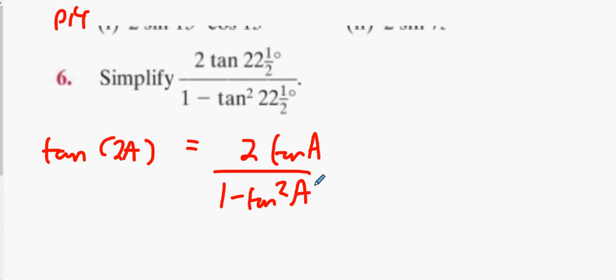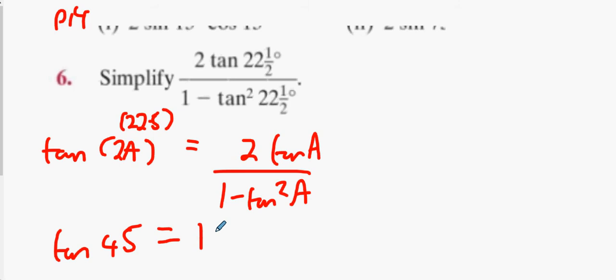I identify that this is exactly the same as that formula, except instead of a, what is there? So a is 22 and a half. So what's 2 times 22 and a half? Tan 45 equals 1. And that is question 6 done. We all good? Alright.